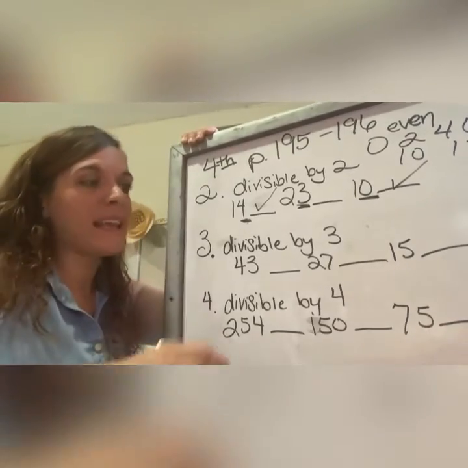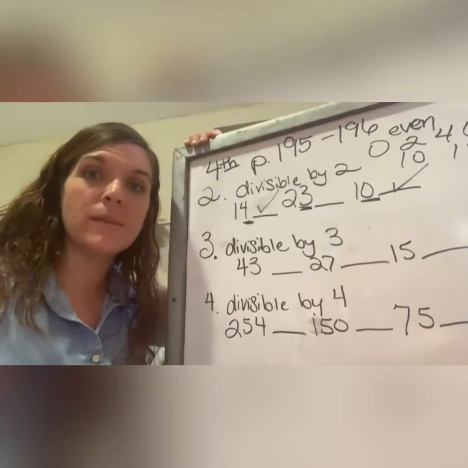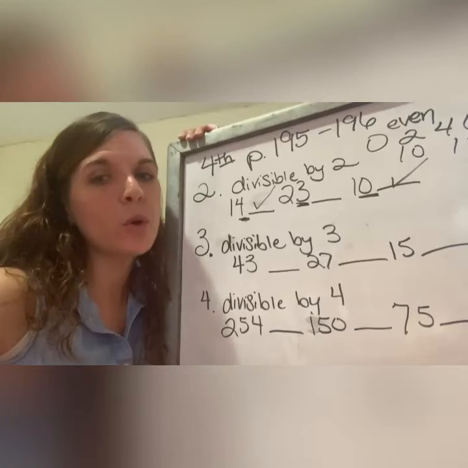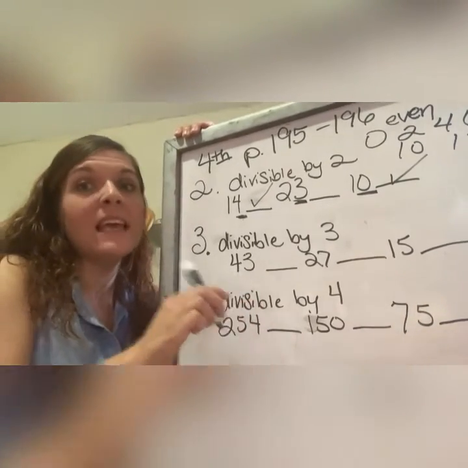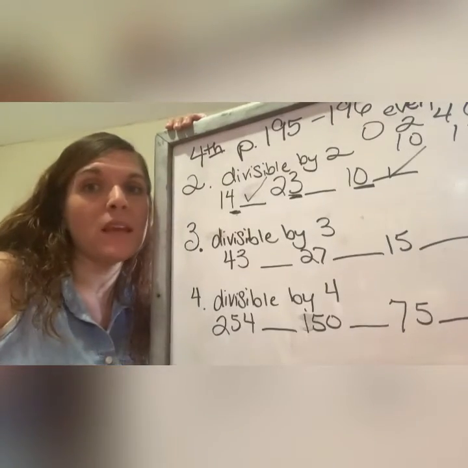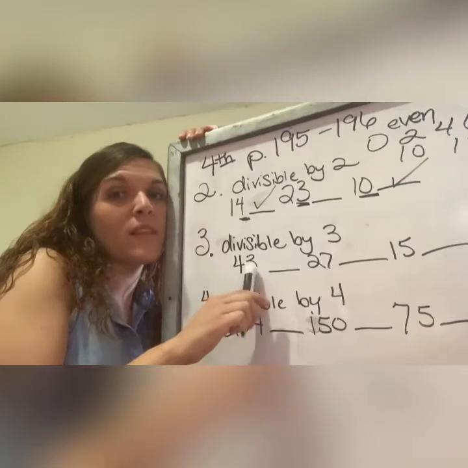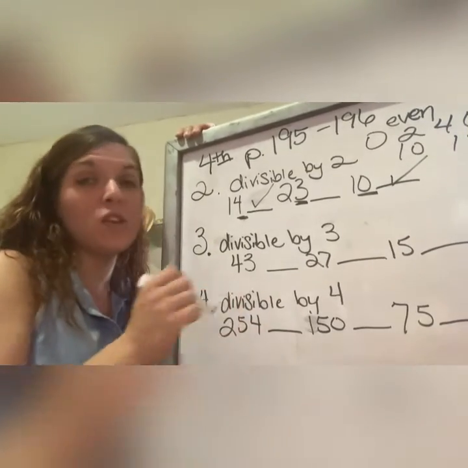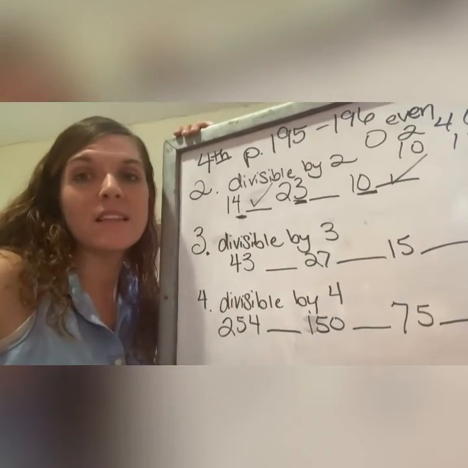Place a check in the blank if the number is divisible by 3. That means you can divide it by 3. Well, what's the trick here? The trick here is if you add the digits, is that number divisible by 3? For example, look at 43. 4 plus 3 is what? 7. Okay, so can you divide 7 by 3? Nope. So you can't divide this by 3 either.